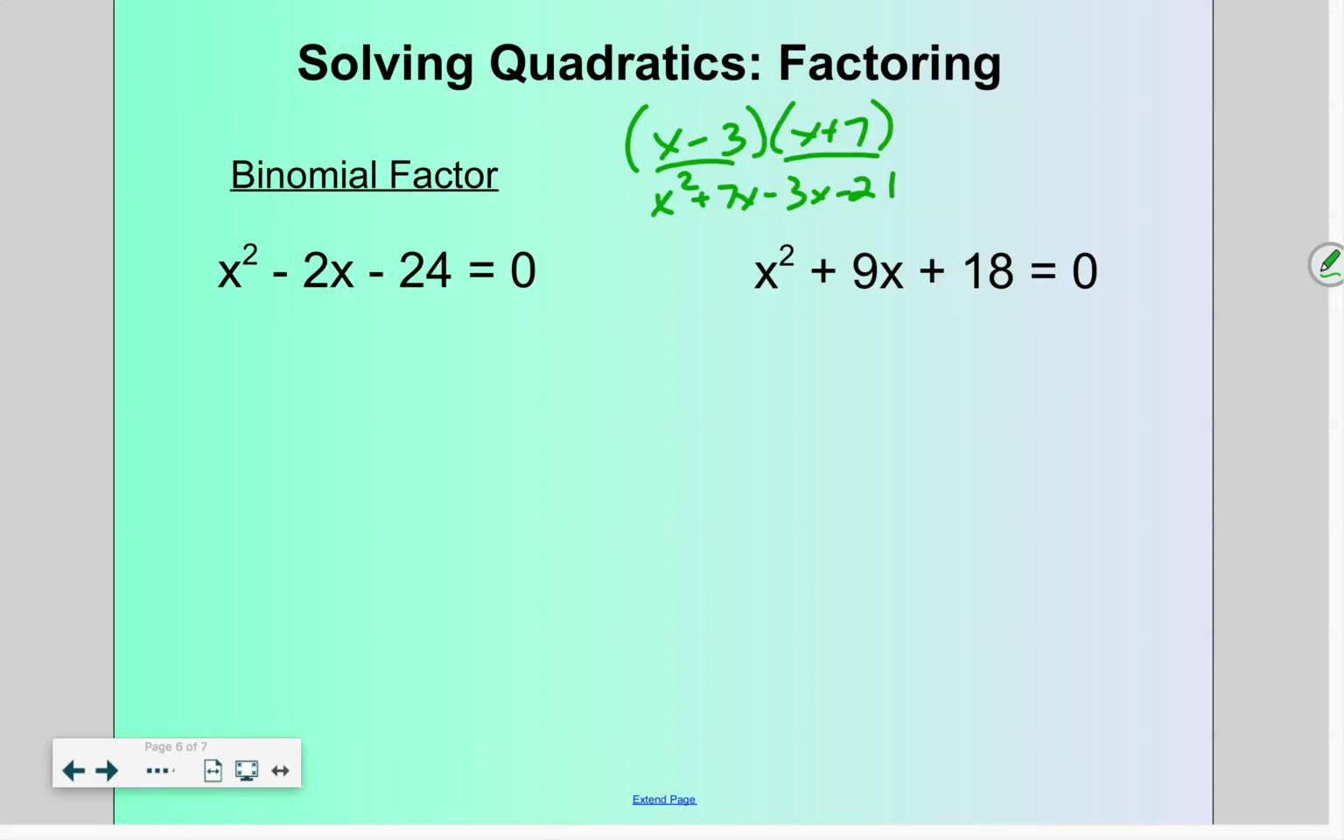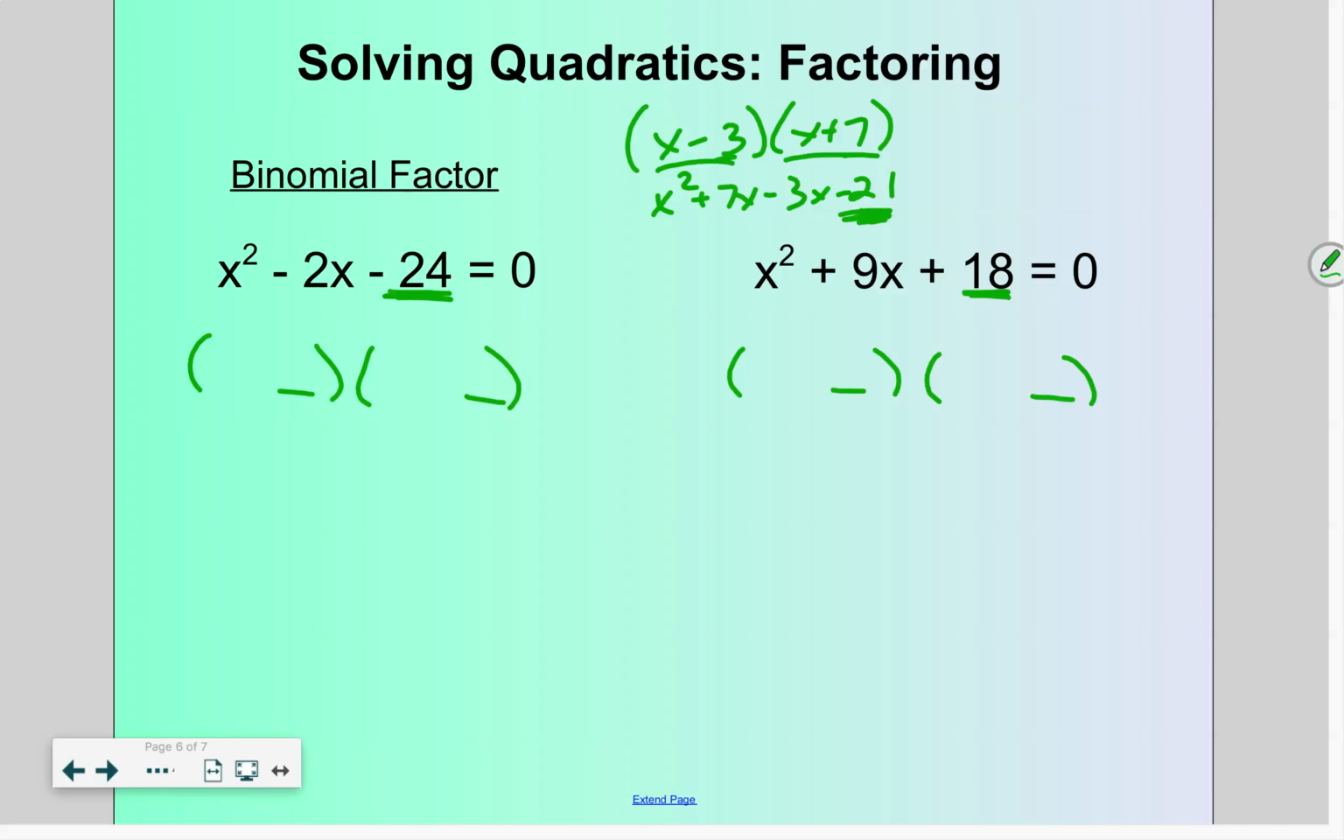So you'll notice that the negative 3 times the 7 gave us this number at the end. So for our first problem, we're trying to find two numbers that multiply to negative 24. If we can find those two numbers that multiply to negative 24, that's going to tell us what goes in the second half of our factors. Same thing over on the other one. We want to find the two numbers that will multiply to 18, just like the negative 3 and the 7 gave us 21.